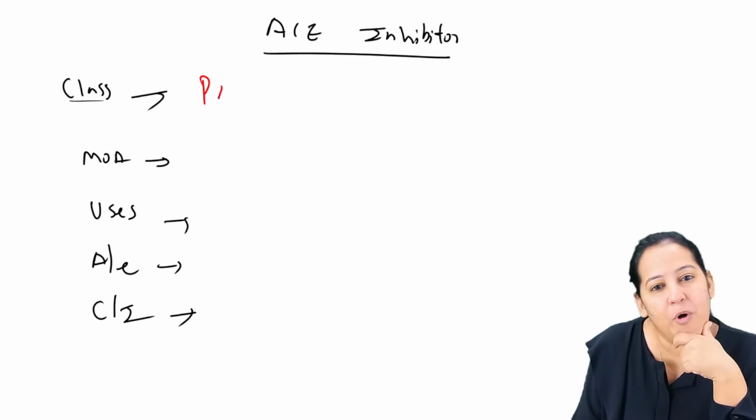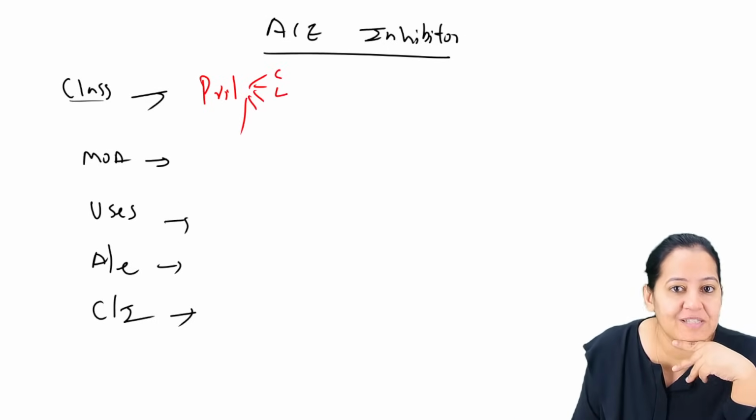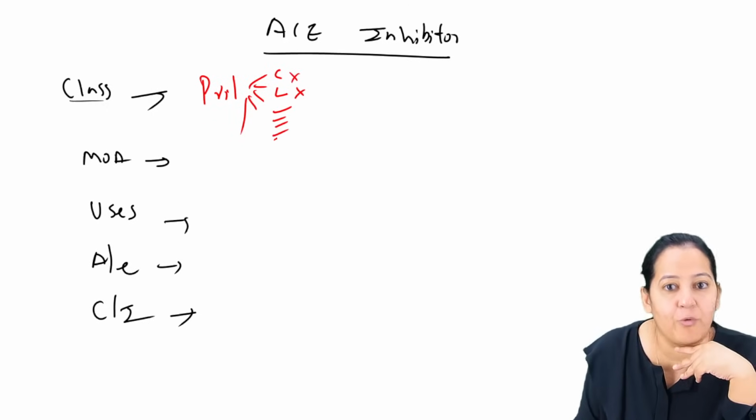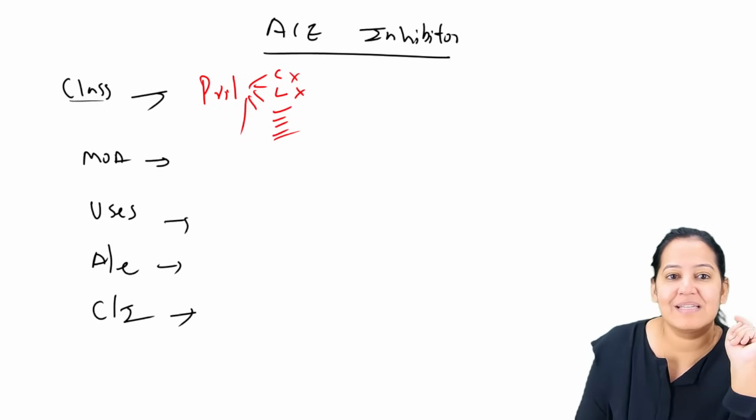So classification: all the prils. There are many prils. But 2 of them, captopril and lisinopril, are not prodrugs. The rest are all prodrugs. Learn that. Questions come on this. Looking at the pril, you will identify. So this is the classification.